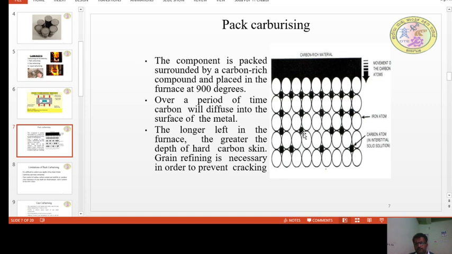And one more point to be noted here: grain refinement is essential. Grain refinement means we have to decrease the size of the grains so that there will not be any cracks. If the grain size is more, there is a possibility of cracks because of high carbon content.